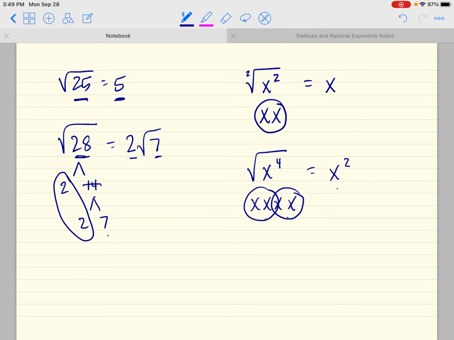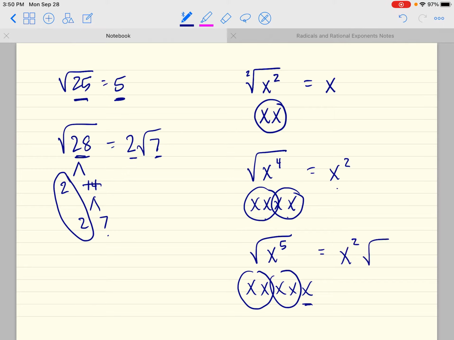Now, if it's, let's say, an x to the fifth, you're not going to be able to multiply something by itself to get an x to the fifth. So if I had 1, 2, 3, 4, 5 x's in there, then I'm still going to be able to take 2 of them out, but this time I'm going to have 1 left over. So I would still have an x squared coming out, and then left over in the square root would be an x to the first. Okay, so we can do the same thing with the variables that we're doing with the numbers.